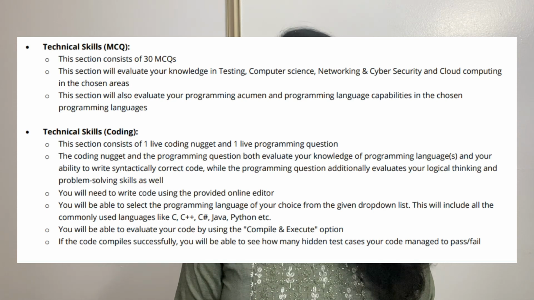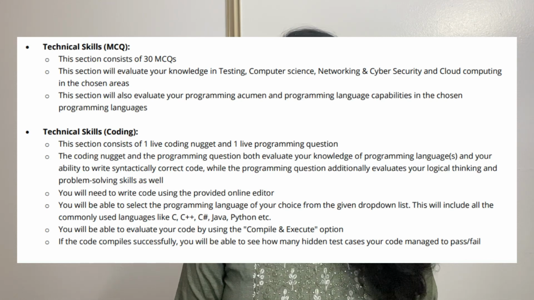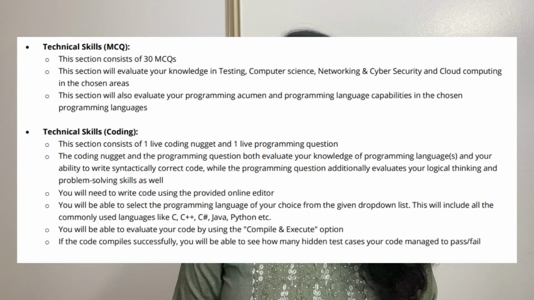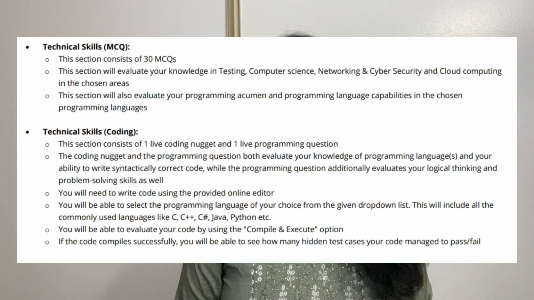So there are 4 sections. The test is divided, and they have given 4 sections, but the last part actually has 1 programming question and 1 live coding nugget. So these are the things that you have to understand. These are the sections.